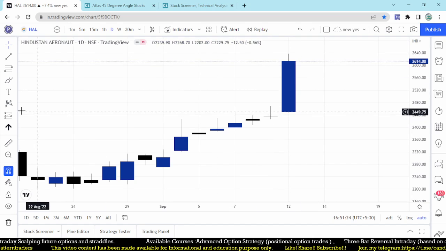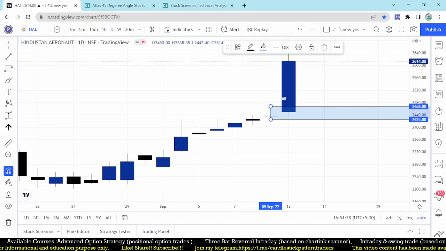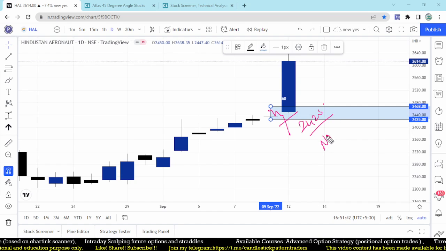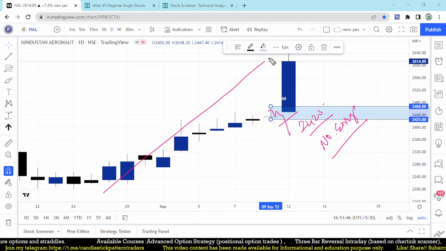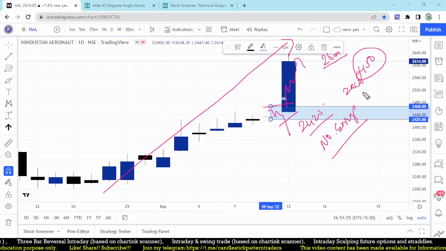Once it breaks that level, somewhere around 2,425, I'm waiting for a selling opportunity. But unfortunately, it broke the high and continued the trend. This is the opportunity where I was focusing on 2,425. So finally, no short entry, but it kept the trend going. Once it broke, it went higher, around 2,600 plus from 2,468, almost 150 rupees up today itself.